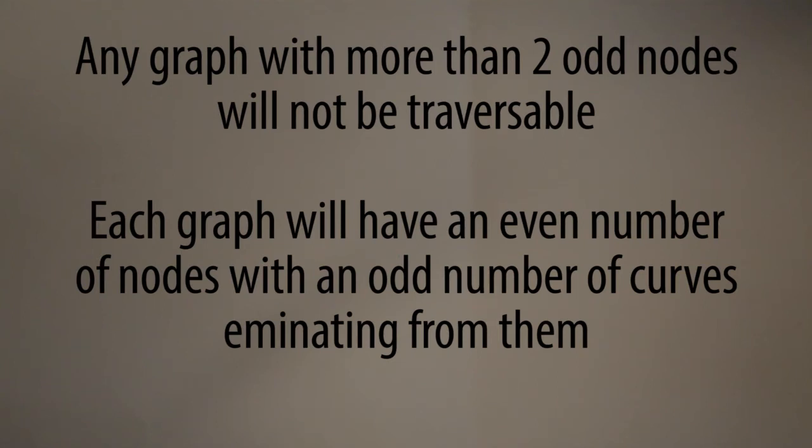What we can draw from Euler's findings is that any graph with more than 2 odd nodes will not be traversable. Secondly, each graph will have an even number of nodes with an odd number of curves emanating from them.